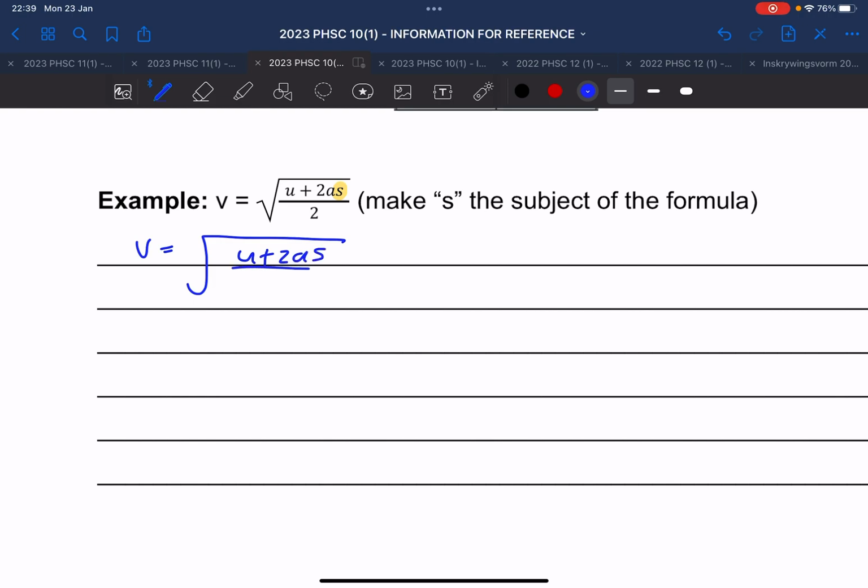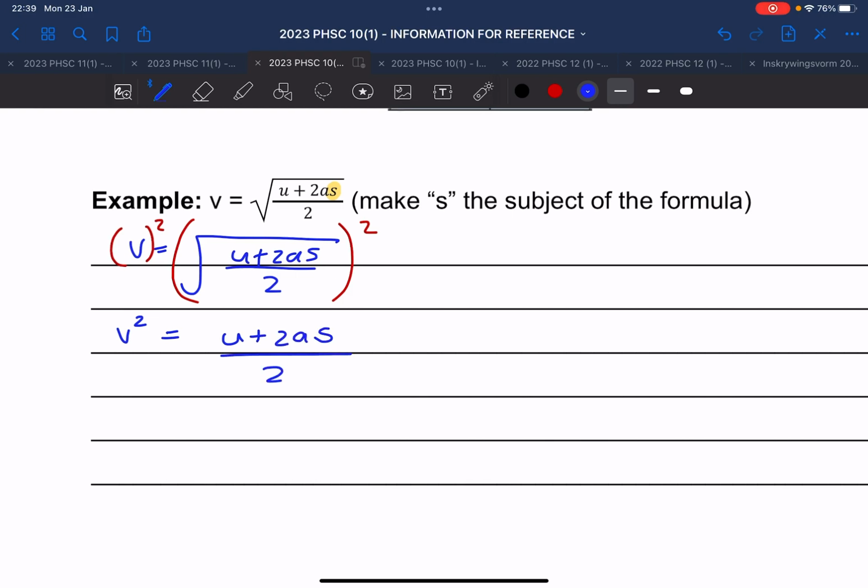Okay, so if we have this and we want to get rid of the square root, we're going to square the whole thing. But what you do on the one side, you must do on the other side. So you get V squared is equal to U plus 2AS over 2. Alright, now we got rid of the square root. Still, where is S? There is S. We can't just say minus U or divide by 2A. We must first get rid of this 2.